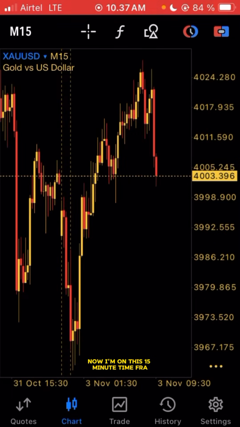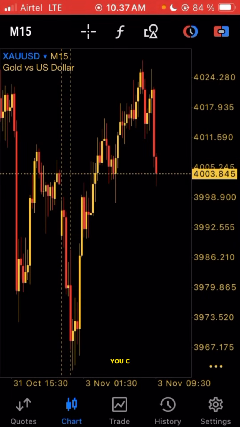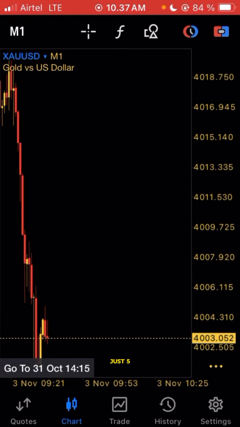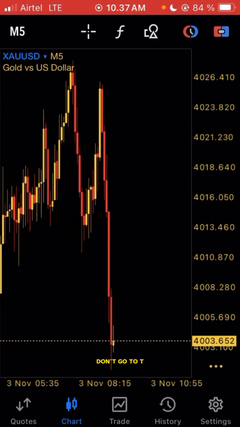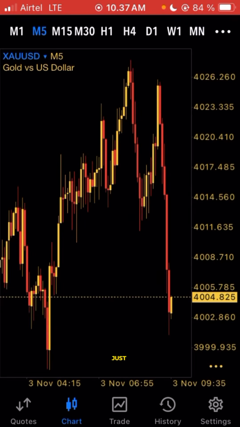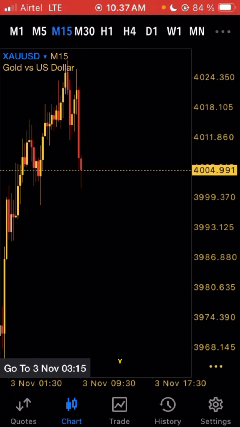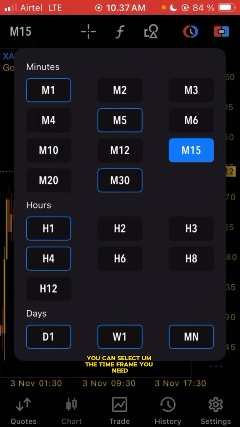Now I'm on this 15-minute time frame. You can use the 15-minute or the 30-minute time frame. If you are scalping, then you can go to the 5-minute time frame. Don't go to the 1-minute, okay? Just go to the 5-minute time frame, or let's say 10 minutes. You can start from here. You can select the time frame you need, but it should not be less than the 5-minute time frame.